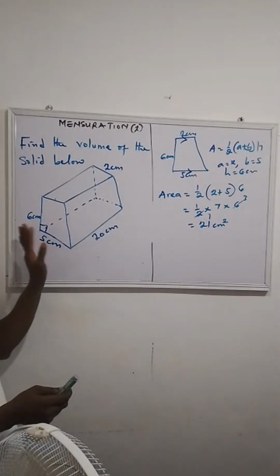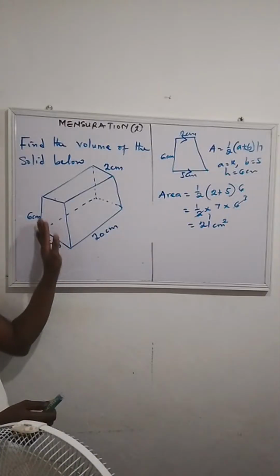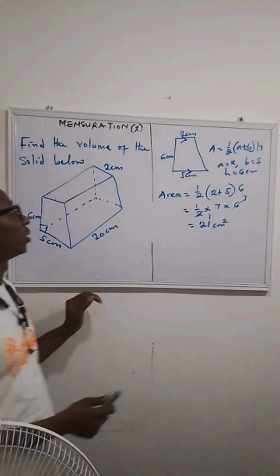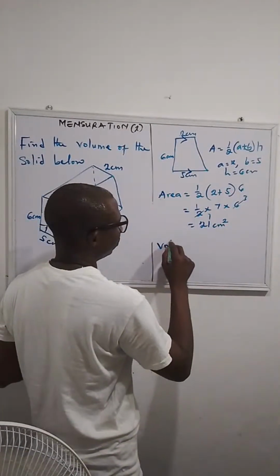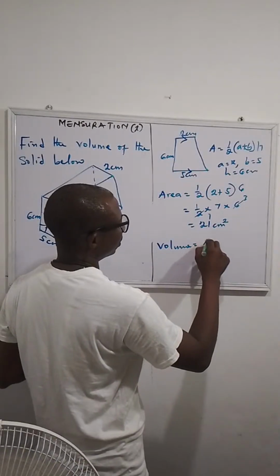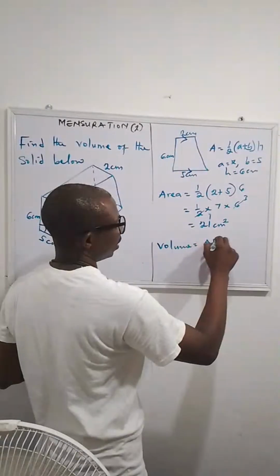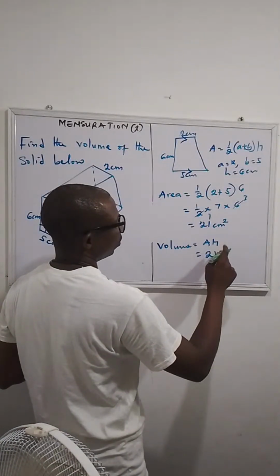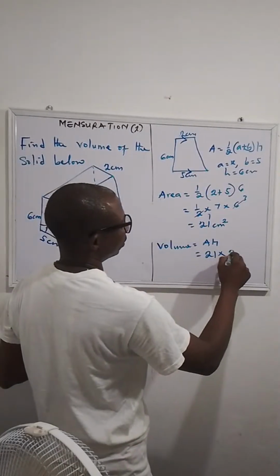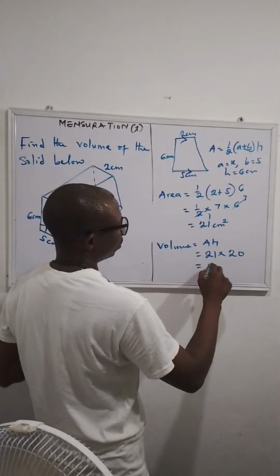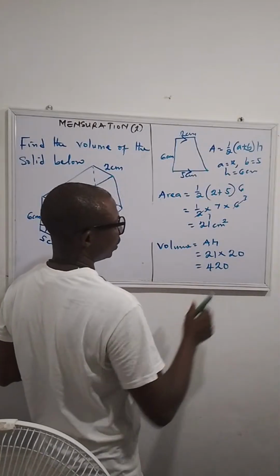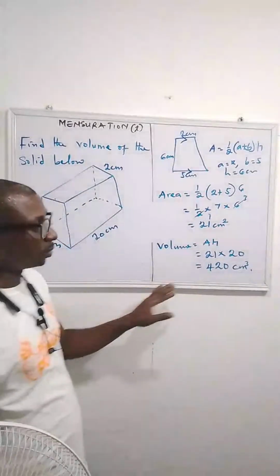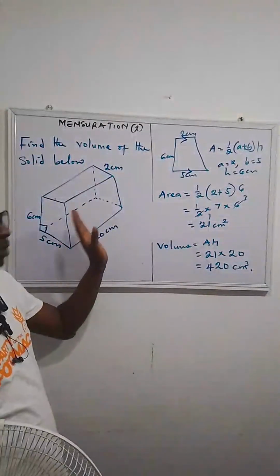All right. So now the next thing is to use the area here, the cross-sectional area, to calculate. You multiply that with the depth. So that gives you what? So we have volume. Volume is the cross-sectional area times the height, and that is 21 times the height. What is the height? 20. So we have 20. And that gives you what? 420 centimeter cube. All right. So this is going to be the volume of this solid.